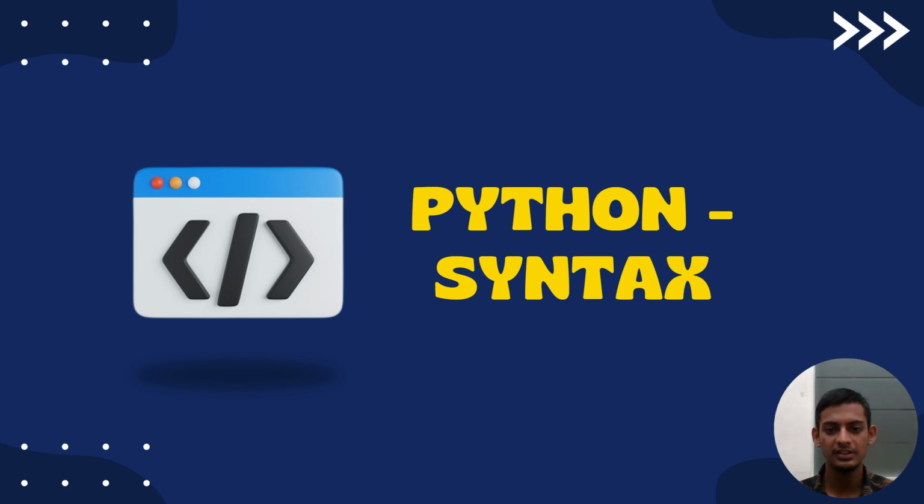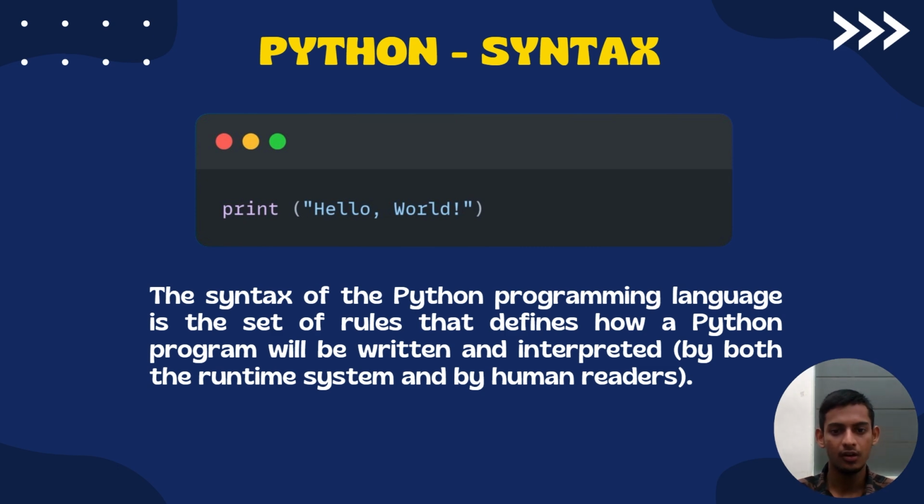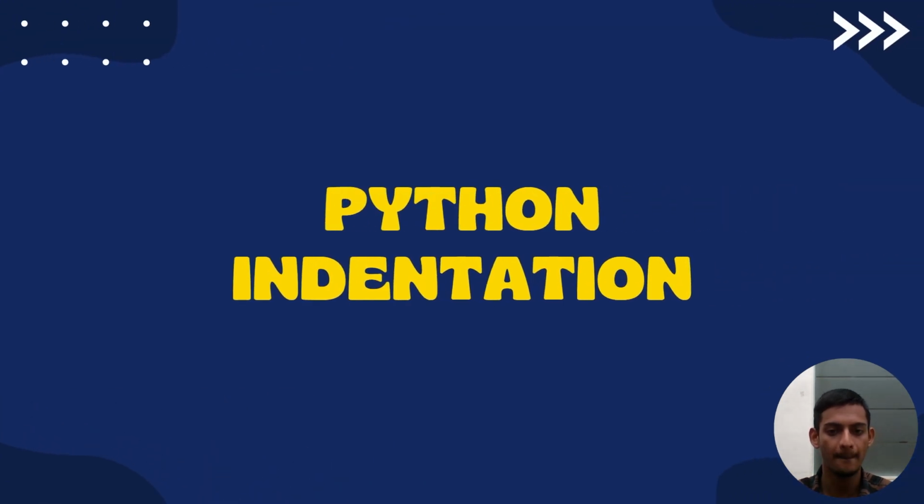Hello everyone, my name is Akash. Here we will see what is Python syntax. The syntax of the Python programming language is a set of rules that defines how a Python program will be written and interpreted by both the runtime system and by human readers. Especially we use the keyword print. By writing print, we can print any values in double quotes, or any string values. This is the syntax of Python.